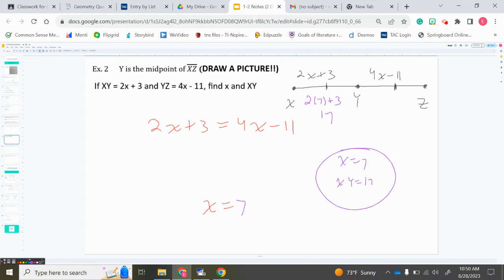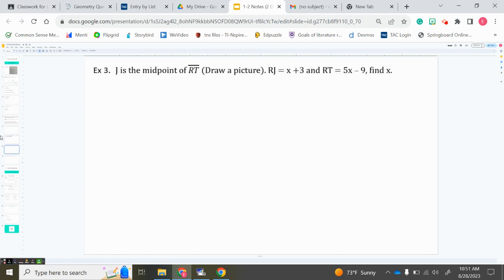All right, so we've got one more example, and we've got to try it. This example is going to kind of flip the script on you a little bit, because rather than giving you the 2 parts, they're giving you 1 part and the whole. All right, so let's take a look at this.